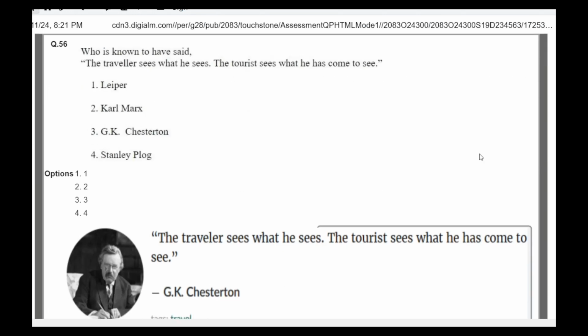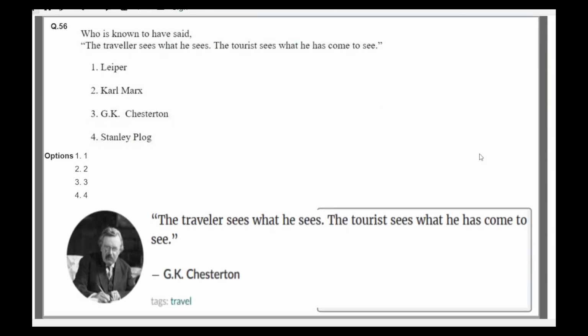So question number six. Question number six was a very simple question. Actually, I didn't answer this question right in this exam, but yeah, it was a simple question for those who have read about this thing. It was asked: the traveler sees what he sees, the tourist sees what he has come to see. The statement was given by G.K. Chesterton. I have pasted the photo also, so please remember this thing.